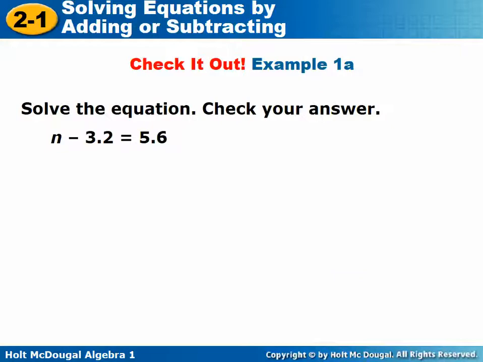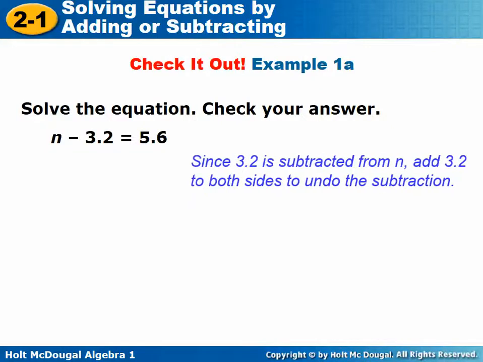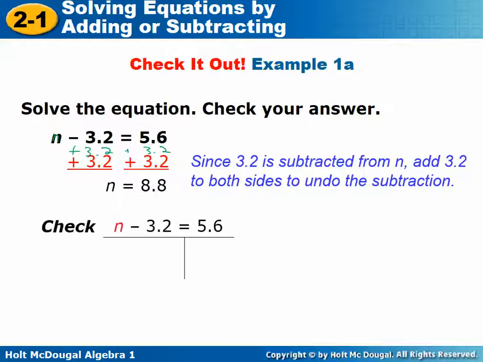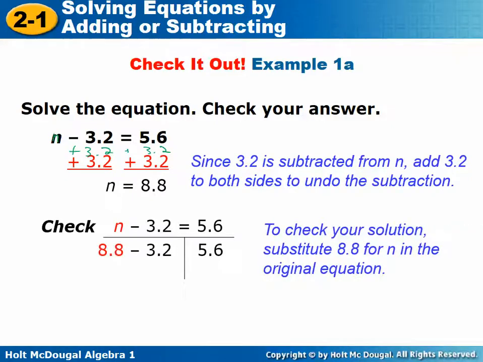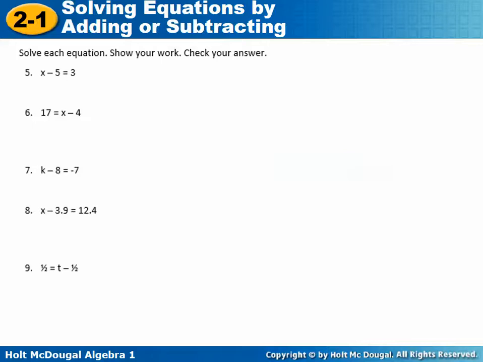All right, this one has decimals, but decimals are not bad. We will still do the same thing. We will find the variable, it's n. Right now, n has 3.2 being subtracted from it. So the opposite of that is to add 3.2 to both sides. And then we will get 8.8. So n is equal to 8.8. And then the check, which is very quick on these short little equations.